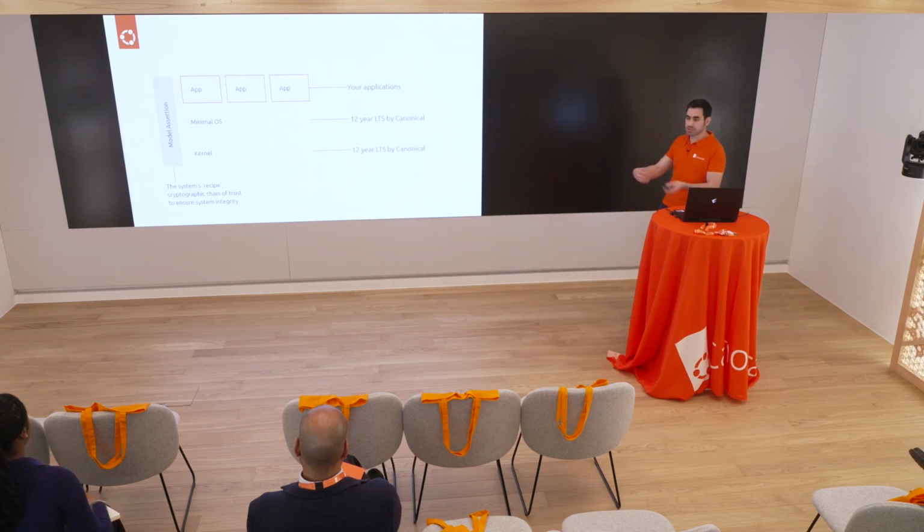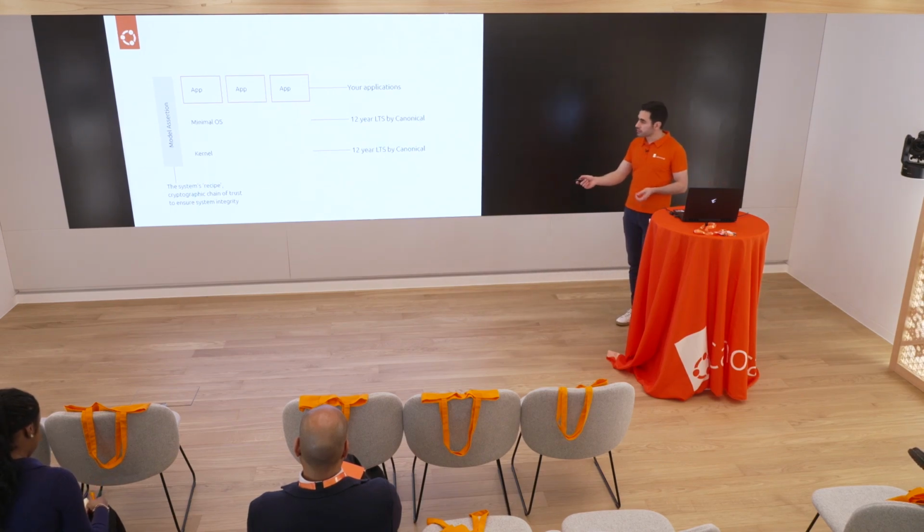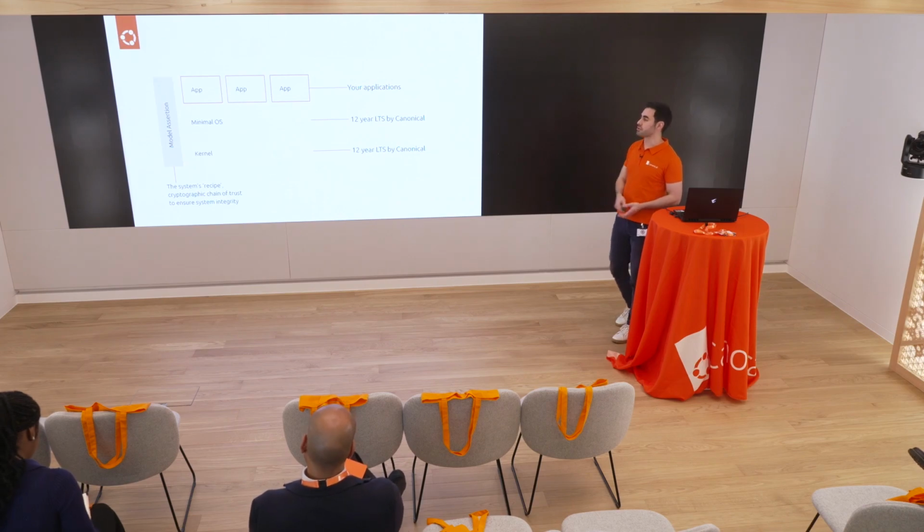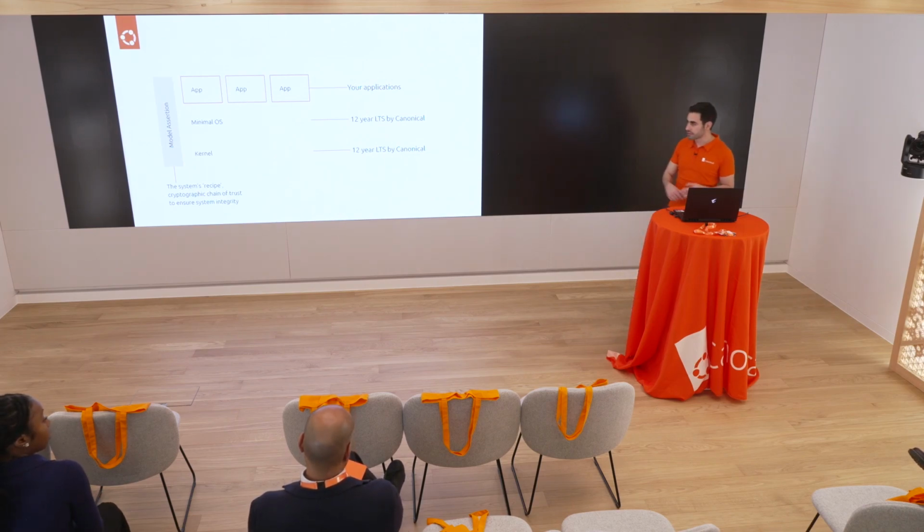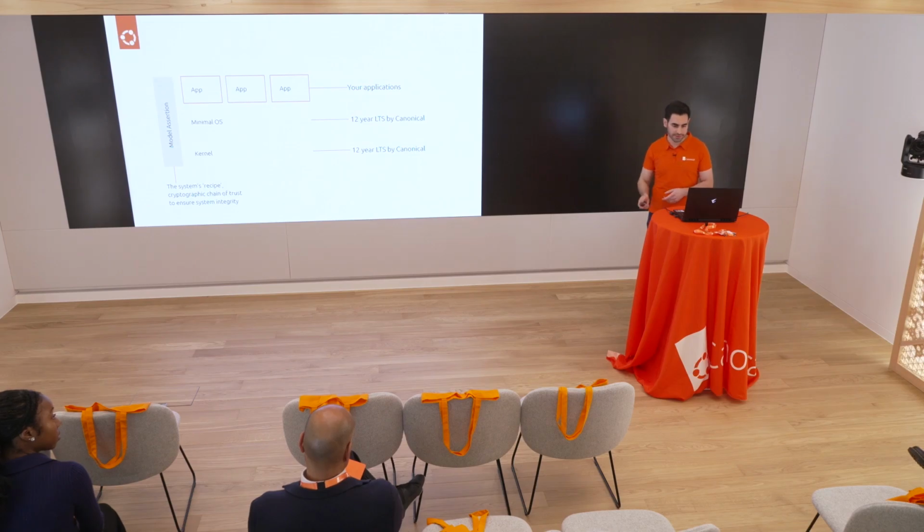Ubuntu Image is a tool that generates images, and the only thing that you have to give it is that model assertion, that declarative file telling the tool how you need that image to be built. Okay? This is an example.